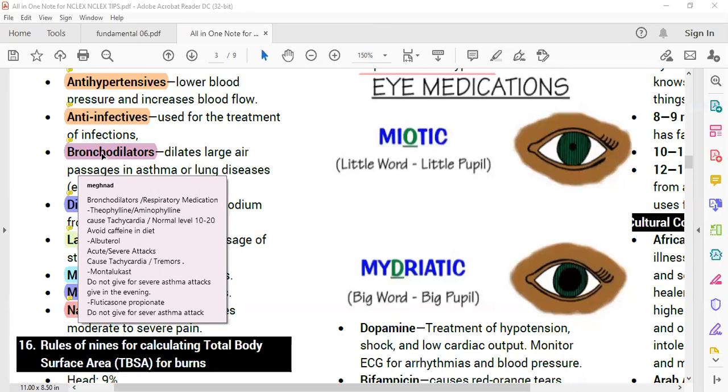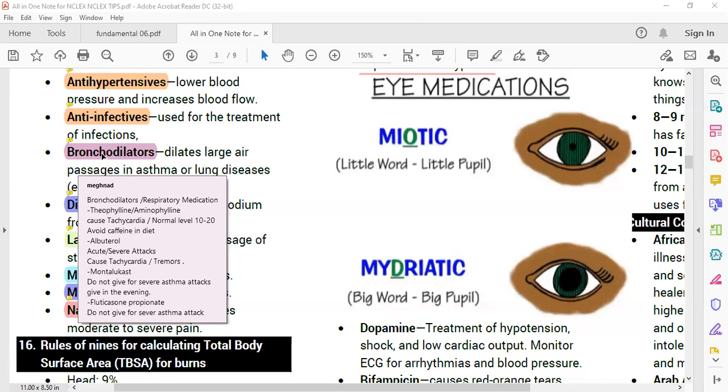The second bronchodilator we use is called albuterol. Albuterol is used for acute or severe asthma. Just like theophylline or aminophylline, albuterol will cause tachycardia. It may cause tremor.